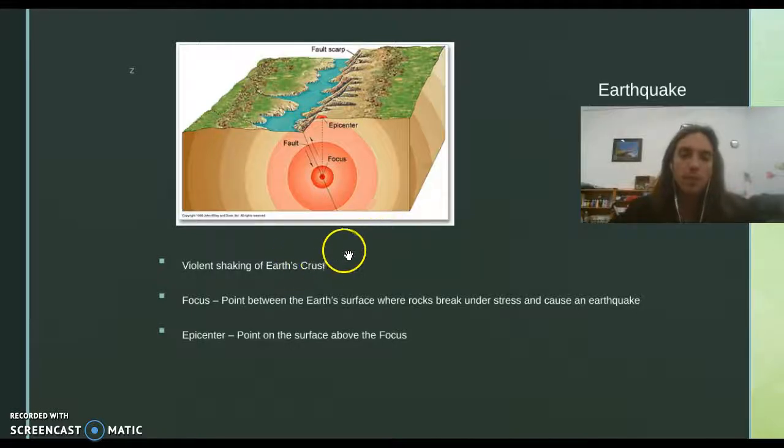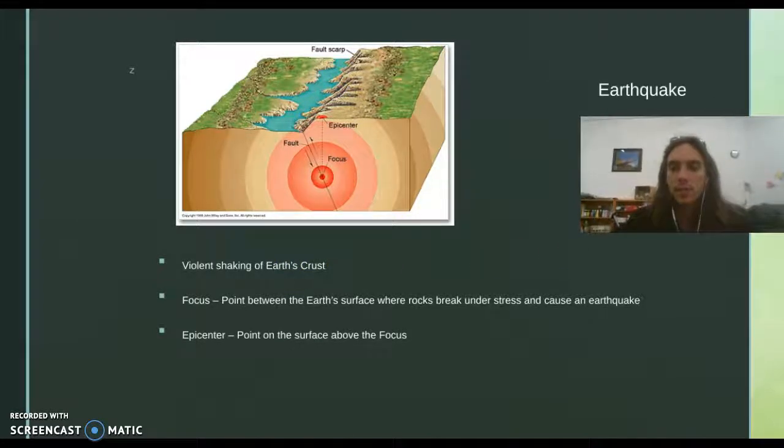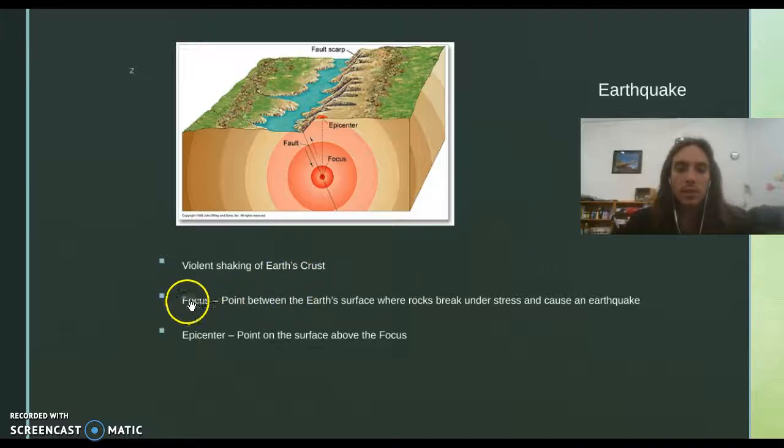Two vocab words that I'm going to need you guys to know for the quiz and the unit post tests are focus and epicenter. This is very important because they're kind of similar. The focus is the point under the Earth's surface where rocks break under stress and cause the earthquake. So the focus is where the earthquake actually happens underneath the surface. Right here is the focus.